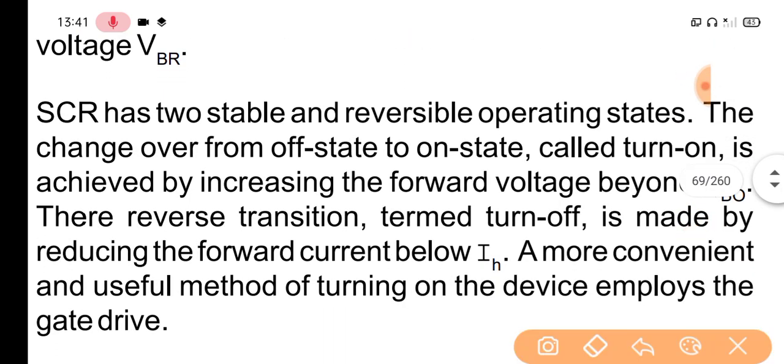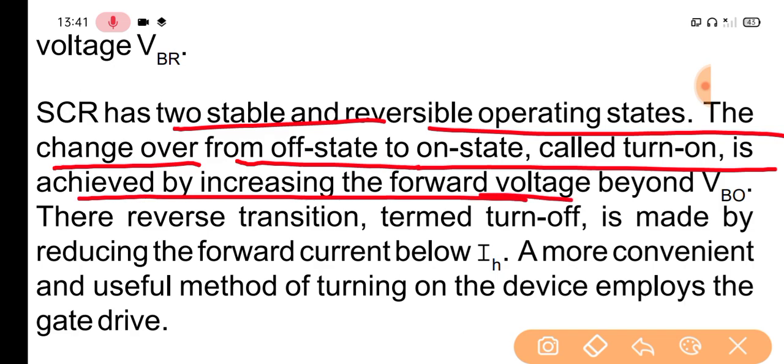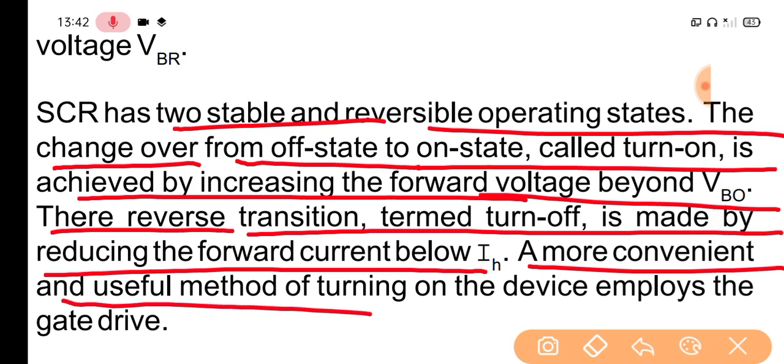The SCR has two stable operating states. The change over from off state to on state, called turn on, is achieved by increasing the forward voltage beyond VBO. The reverse transition, turn off, is made by reducing the forward current below IH. A more convenient and useful method of turning on the device employs the gate drive.